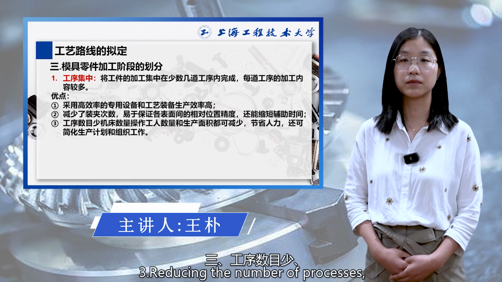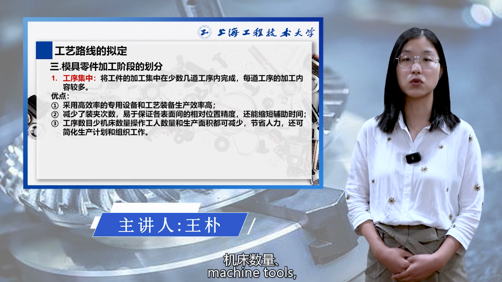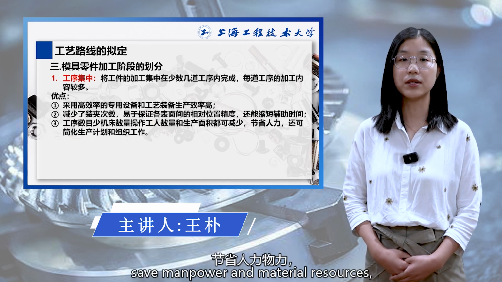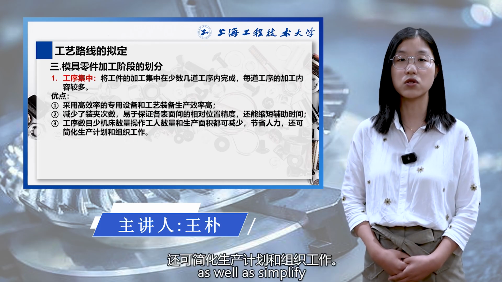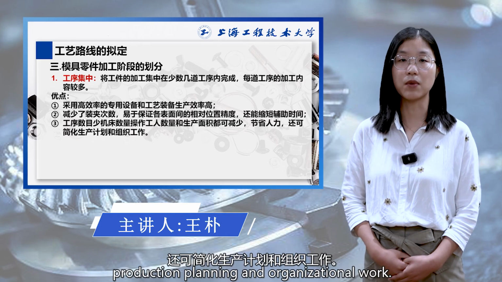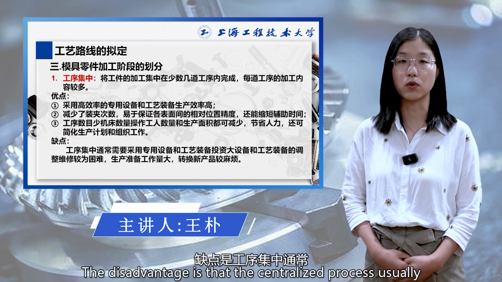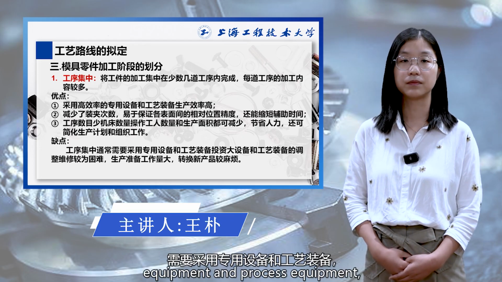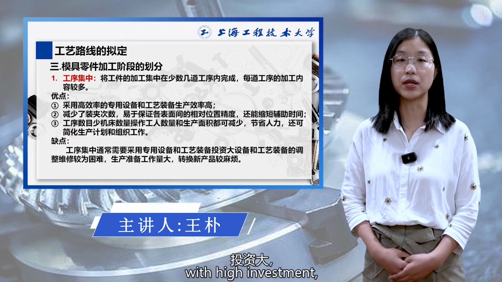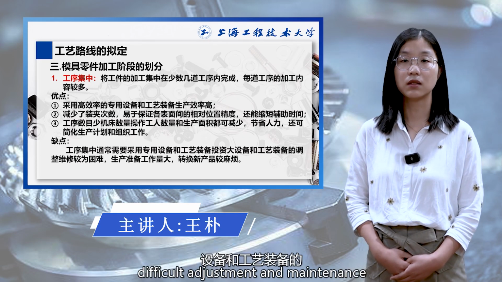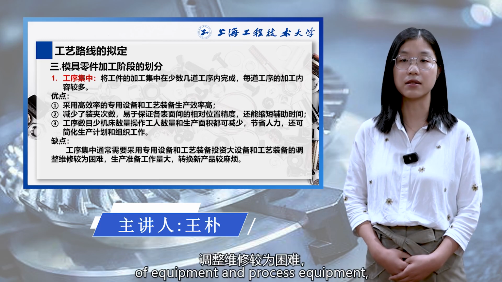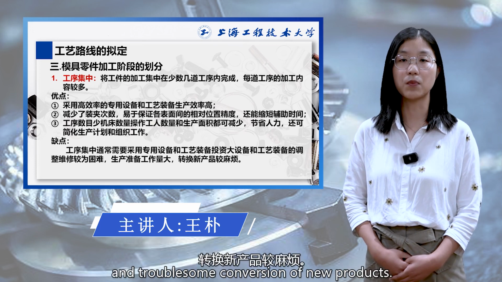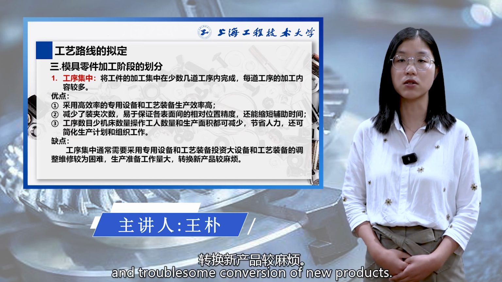Third, reducing the number of processes, machine tools, operators, and the production area can save manpower and material resources, as well as simplify production planning and organizational work. The disadvantage is that the centralized process usually requires the use of specialized equipment and process equipment with high investment, difficult adjustment, and maintenance of equipment and process equipment, large production preparation workload, and troublesome conversion of new products.